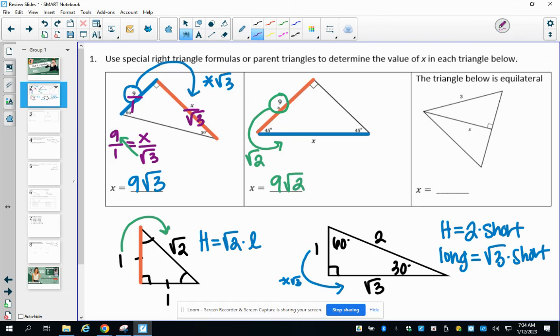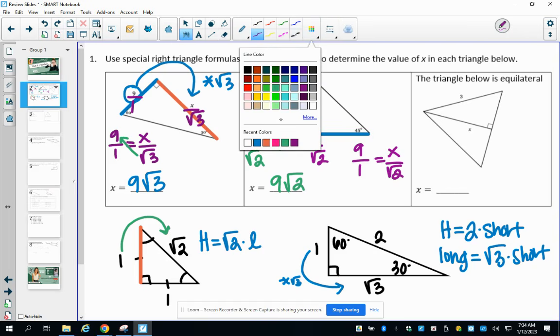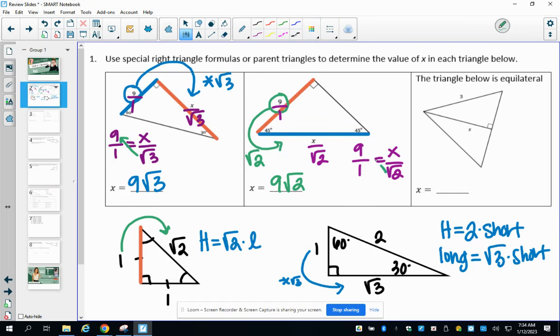If you were doing proportions, the 9 goes with the leg, so that's similar to this 1. The hypotenuse goes with the square root of 2. So then you have 9 over 1 equals x over square root 2. And then you'd have that cross multiplication to end up with 9 square root 2 that way as well.